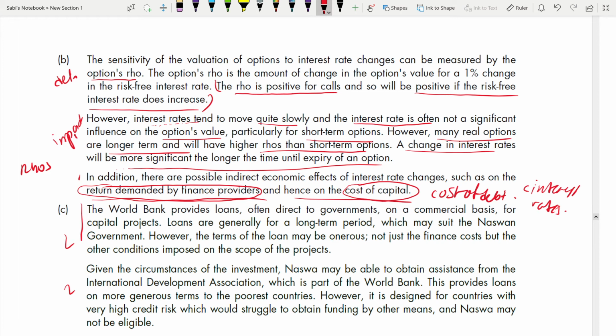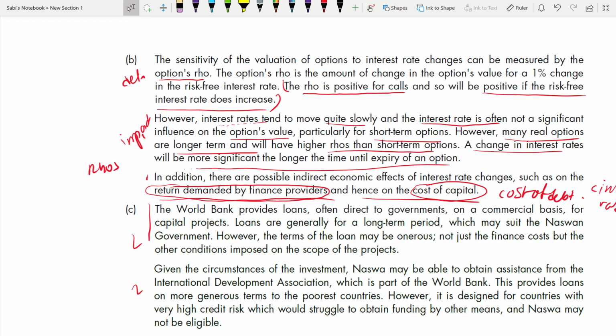See your marks, see your time. It's 4 marks only, so you only have to give one brief line about the role of the World Bank, and then you link it with the Naswan government. That's how you start. So the first point is the role of the World Bank.